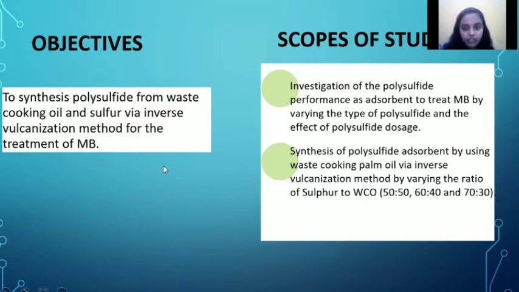For the scopes of study, we have varied the type of polysulfide and also the effect of polysulfide dosage. For the type, we have varied three types: 50% sulfur and 50% waste cooking oil, 60% sulfur and 40% waste cooking oil, and 70% sulfur and 30% waste cooking oil. For the adsorbent dosage, we have varied 1 gram, 2 gram, and also 5 gram.